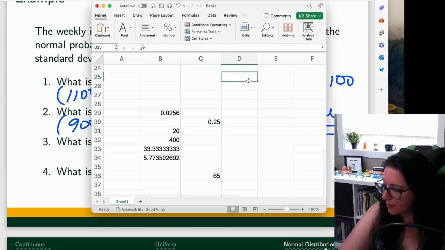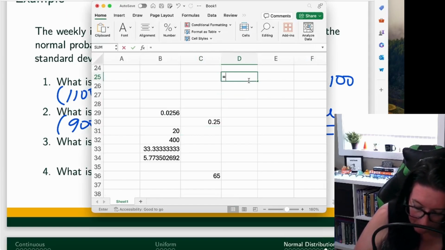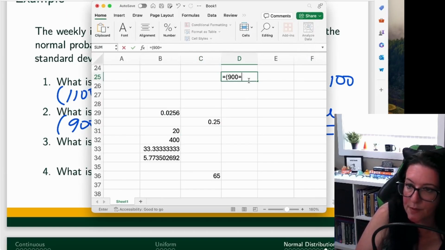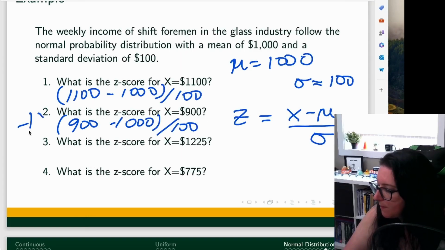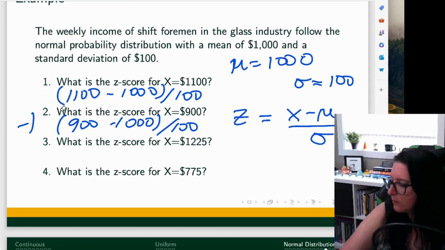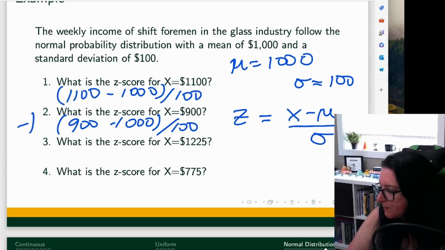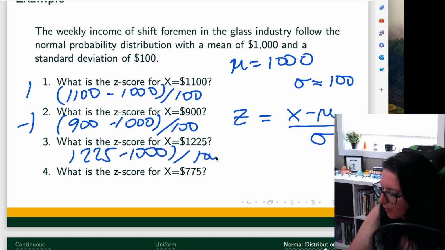So if we're doing this in Excel, 900 minus 1,000 divided by 100. Our z-score here is -1. Right, 1,100 minus 1,000 is 100 divided by 100, 1. Okay, 1225 minus 1,000 divided by 100.